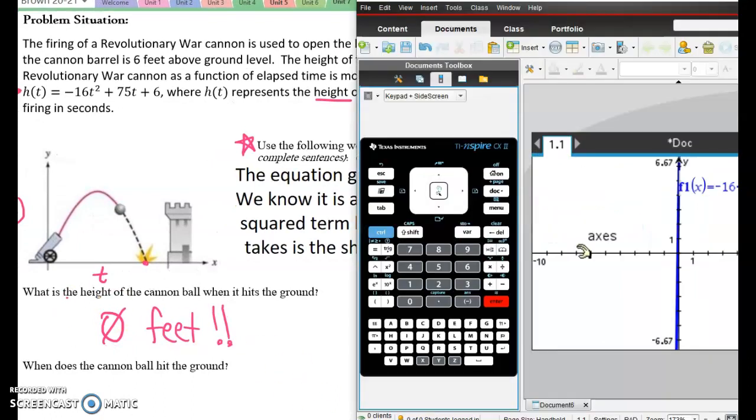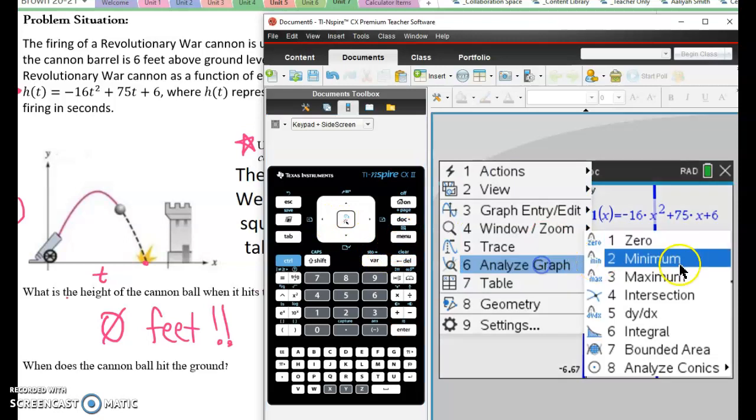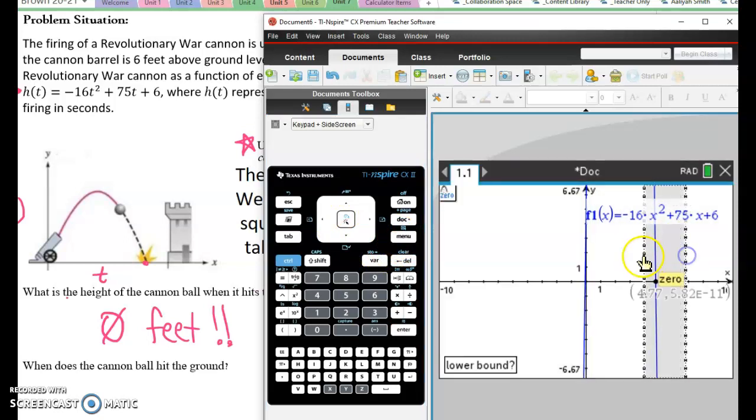All right, now let's look at this. Let me move my calculator over here. These are kind of the same, right? This is where it starts up here, and this is where it ends. So I want to know what this is. So I want to analyze this. Menu, analyze graph. Zero is what I want to know. Where does it hit the ground? And that x value is where it hits the ground, right?